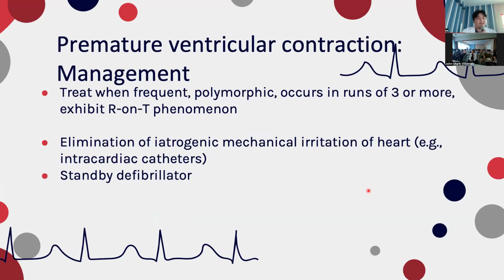So for the management, treat when frequent and polymorphic and occurs in runs of three or more, exhibiting R on T phenomenon. Elimination of iatrogenic mechanical irritation of the heart, such as intracardiac catheter, and you can also use beta blocker.